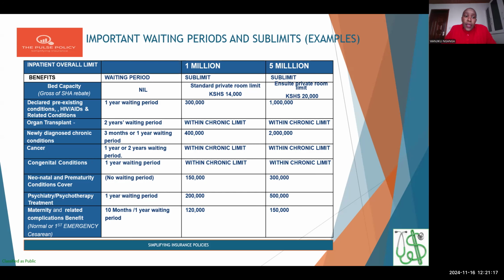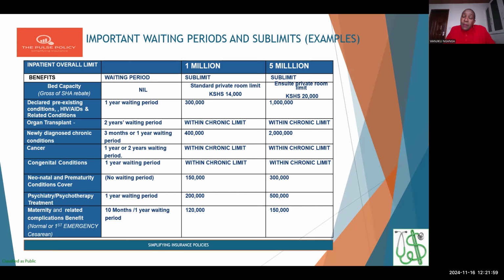Now, when you're filling in the proposal form, if you have declared pre-existing conditions, maybe any conditions that you may have, HIV and AIDS and related conditions, or any other chronic conditions that you may have before picking up the policy, those pre-existing conditions will have a waiting period of 1 year if you are a new entrant. If you're buying the policy for the first time, it is going to attract a waiting period of 1 year. So do not purchase a policy expecting to get treatment for a pre-existing condition or the chronic conditions within the first 1 year. No, there are going to be waiting periods. So you need to understand your waiting period.